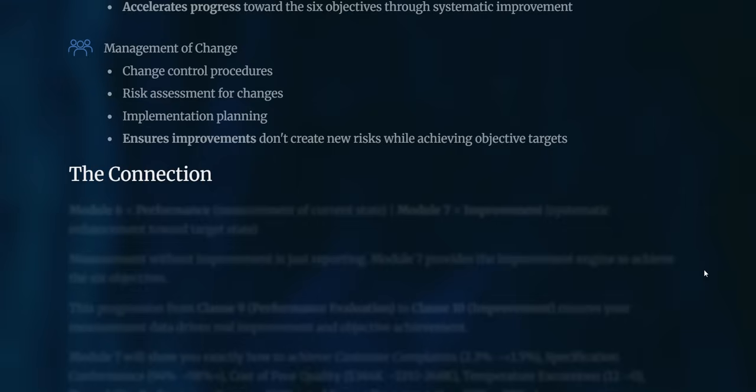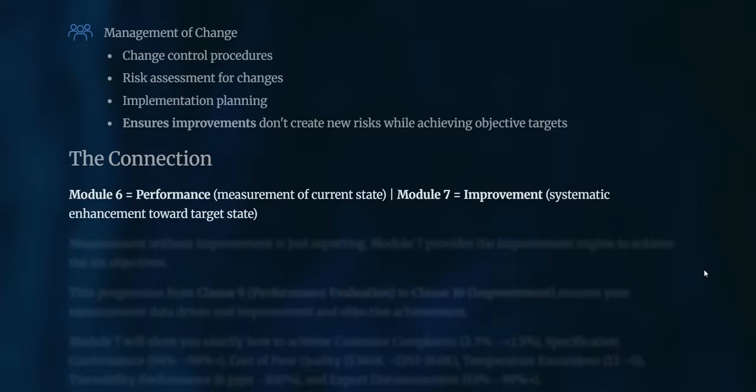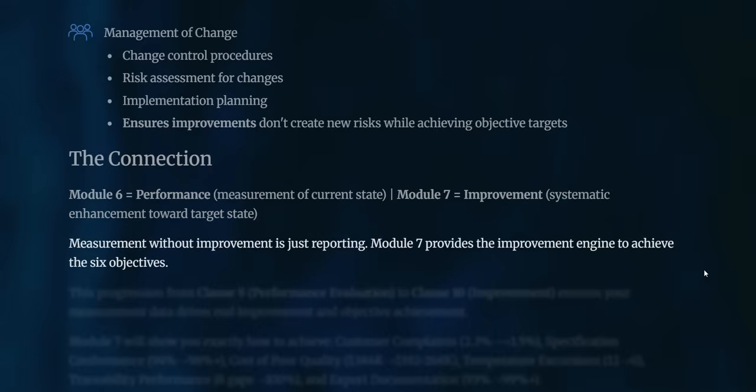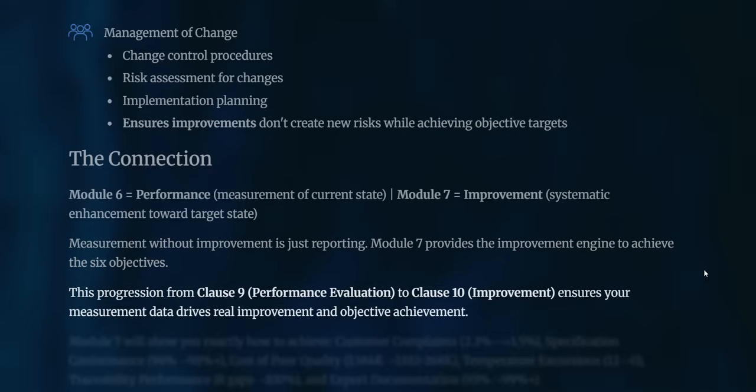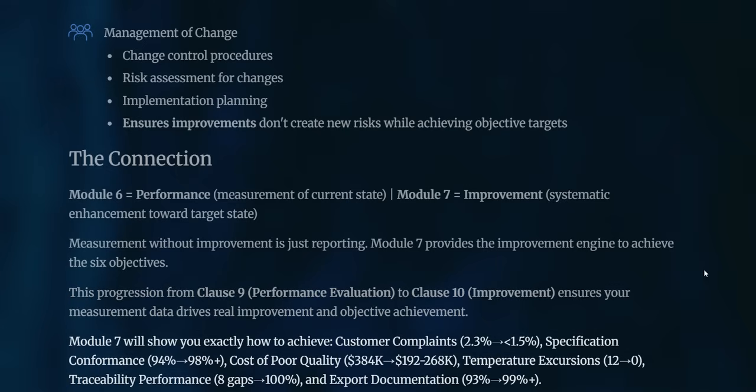The connection. Module 6 is performance, measurement of the current state, and Module 7 will be the improvement, the systematic enhancement toward the target state. Measurement without improvement is just reporting. So Module 7 provides the improvement engine to achieve the six objectives. This progression from Clause 9 performance evaluation to Clause 10 improvement will ensure your measurement data drive real improvement and objectives achievement. Module 7 will show you exactly how to achieve your objectives.